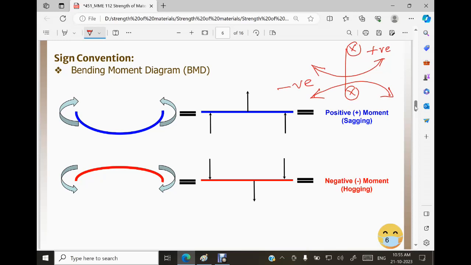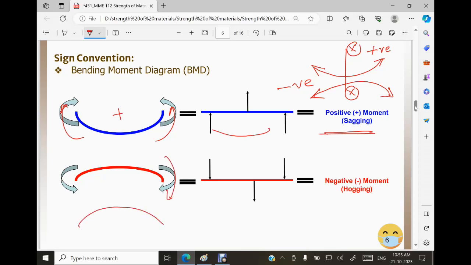He shows you here. Whether on the left side or right side, if it is trying to bend upward, it is positive. See, sagging bending moment. Sagging means something which is happening like this. And the negative bending moment, where something is becoming like this, we call it hogging.